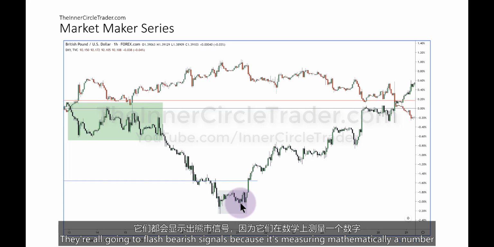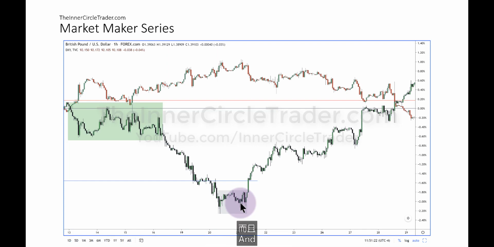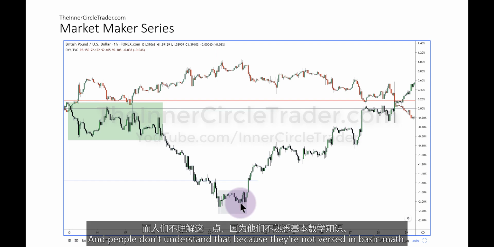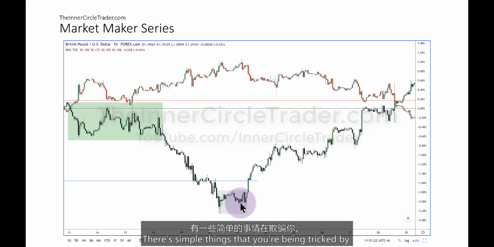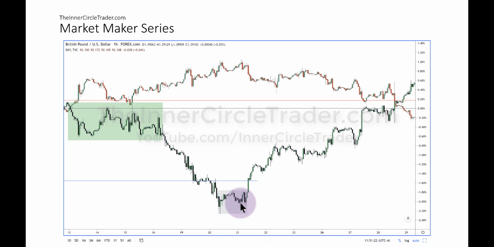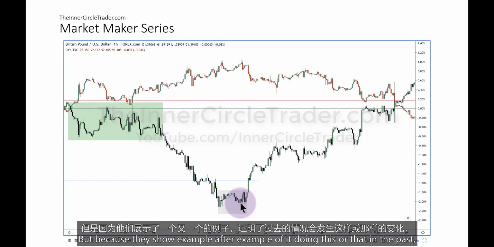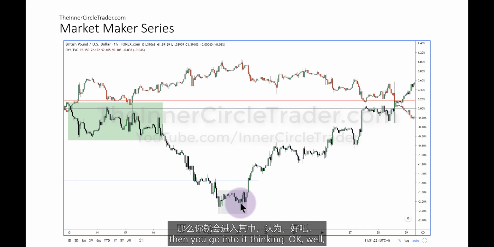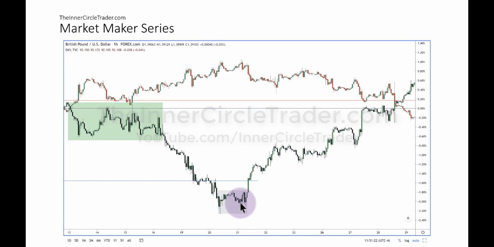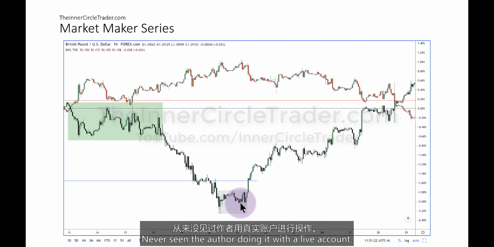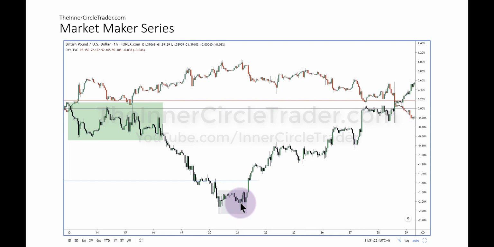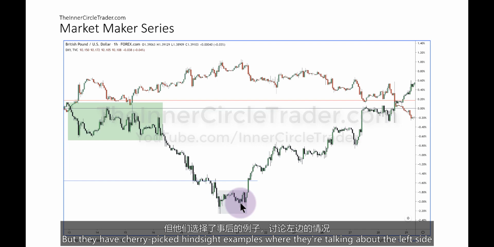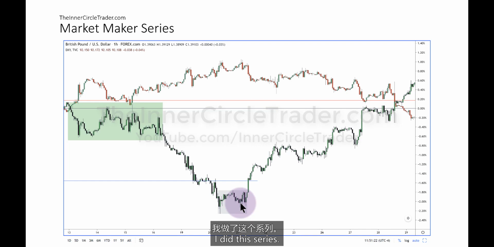Because it's measuring mathematically a number of bars in the past. And by default, it's going to be going lower. And people don't understand that because they're not versed in basic math. Okay, there's simple things that you're being tricked by, but because they show example after example of it doing this or that in the past, then you go into it thinking, okay, well, I believe that this is going to happen because I've seen it in the book 4 or 5 times. Never seen the author trading with it, never seen the author doing it with a live account, never seen them show you in live market conditions. You don't see those things, but they have cherry-picked hindsight examples where they're talking about the left side of the chart all the time.